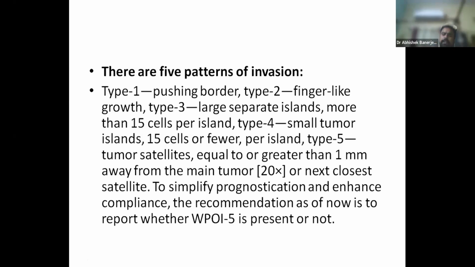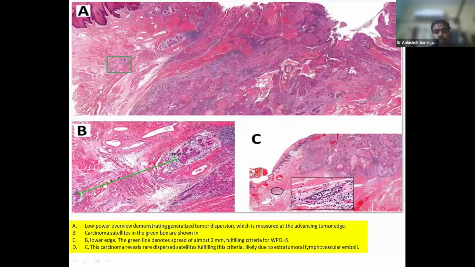We need to look at diagrams like this. This is A, the low-power overview demonstrating the generalized tumor dispersion. The tumor is still here. The carcinoma satellites in the green box are shown in B, the lower edge. See how far the distance is; it is measured through an auto image analyzer, or you can measure it with the objective ruler, fulfilling the worst pattern of 5.